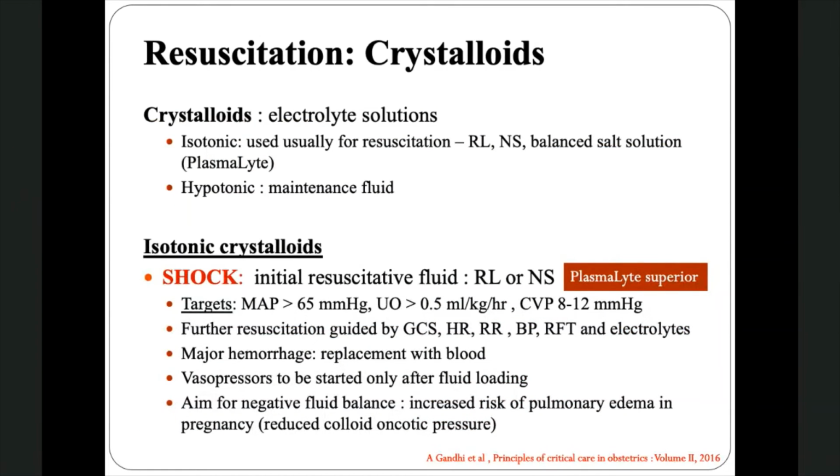Now, whenever we are going for resuscitation, crystalloids are the first fluid of choice and the initial resuscitative fluid. It can be RL, it can be normal saline, it can be Plasma-Lyte. Again, the target is to maintain mean arterial pressure above 65 and urine output of more than 0.5 ml per kg per hour.